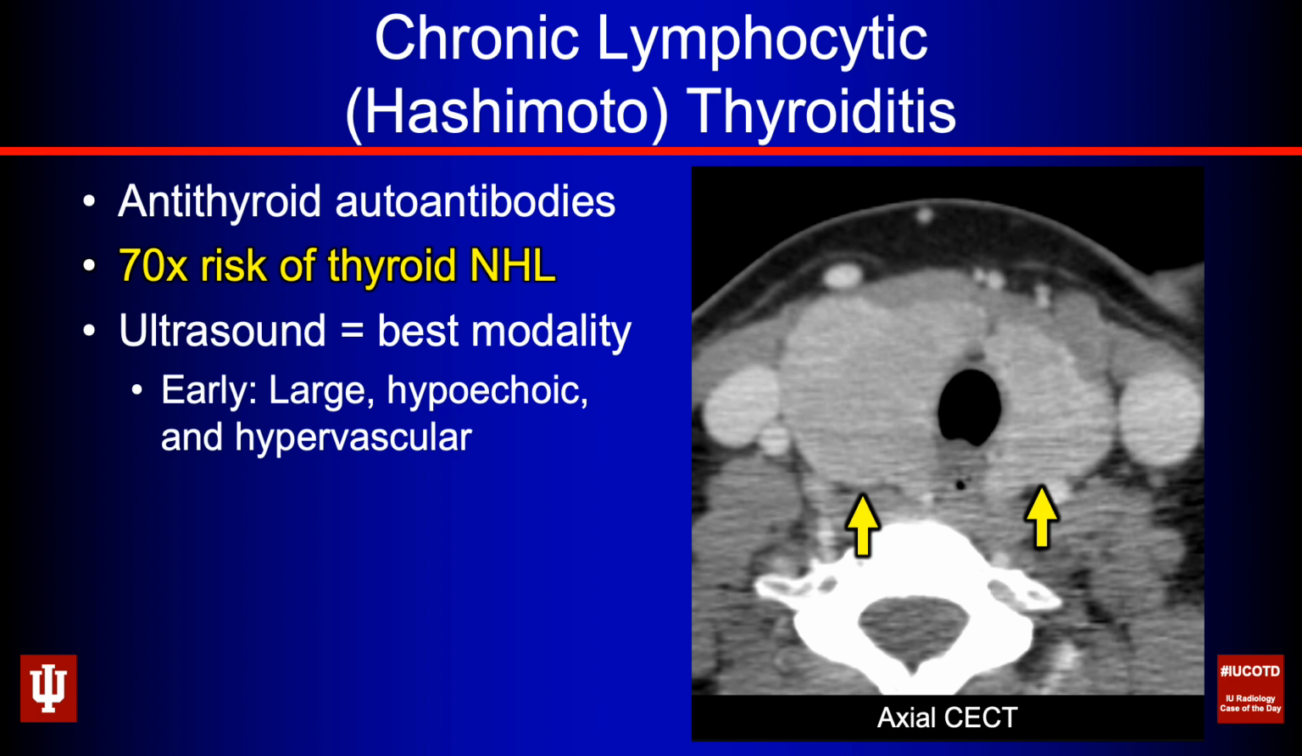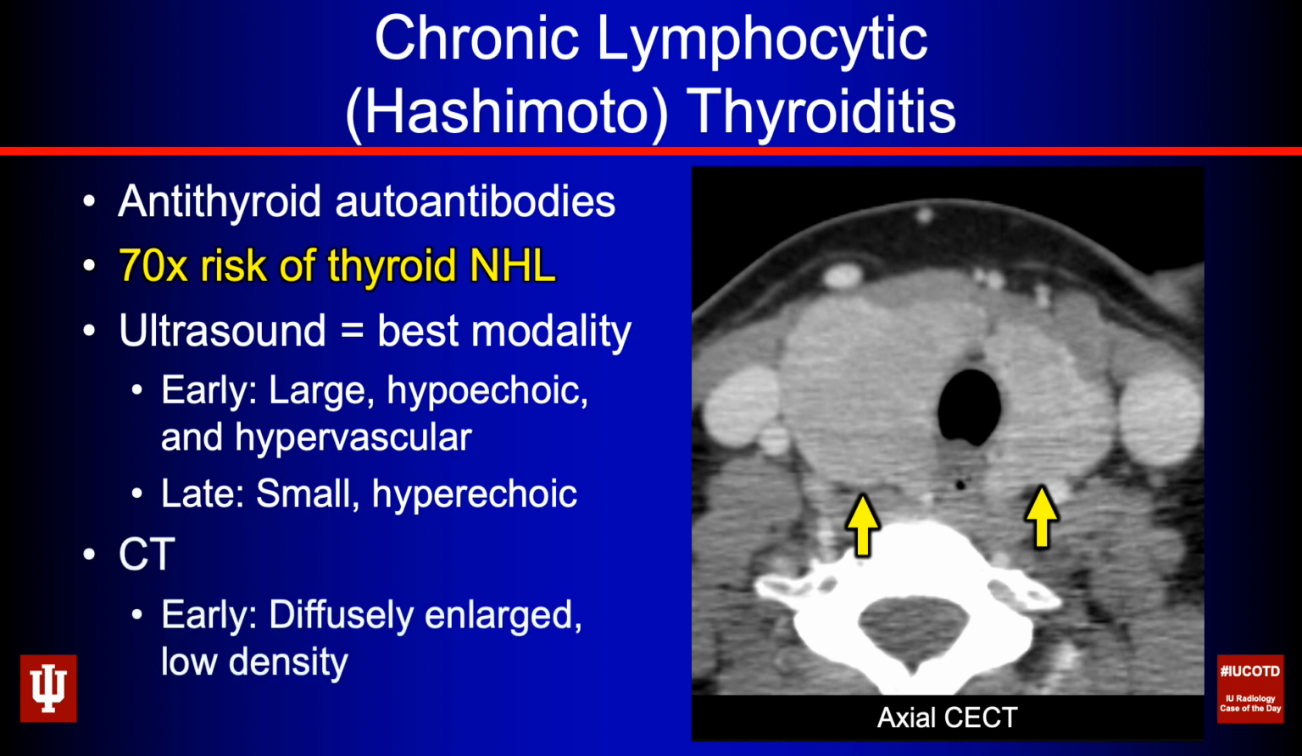Is it absolutely specific? No, you can get a similar appearance with Graves' disease or subacute thyroiditis, but suffice to say, this is the general imaging appearance: enlarged, hypoechoic, and hypervascular. In the late stage, when it starts to burn out, the thyroid gets small and hyperechoic. And the CT findings really parallel this as well. Early on in the disease process, the thyroid tends to be diffusely enlarged and relatively low density. Later in the disease process, it becomes atrophic and maybe a little bit hyperdense.